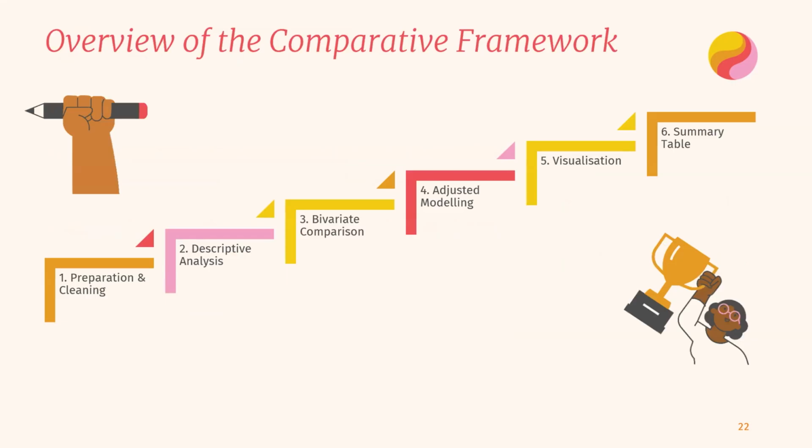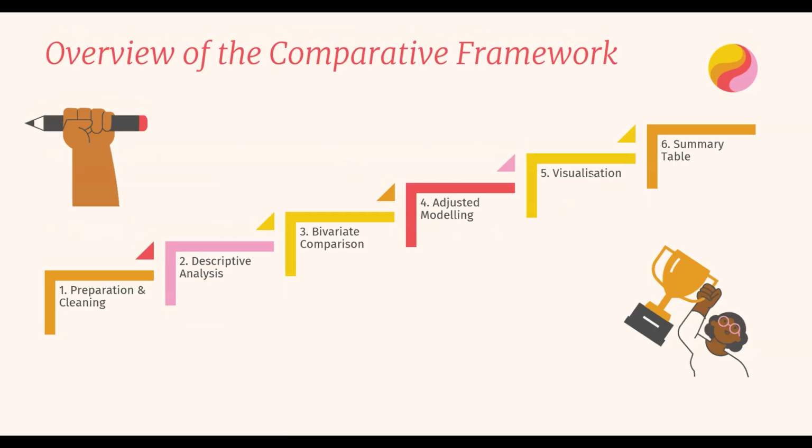So what are the parts of this chapter? The comparative framework consists of 6 stages, each building on the previous one. It begins with preparing and harmonizing the data, then moves through the descriptive analysis, after that the statistical testing, and finally to interpretation and reporting.